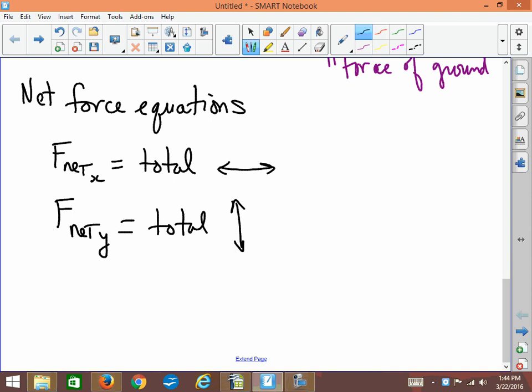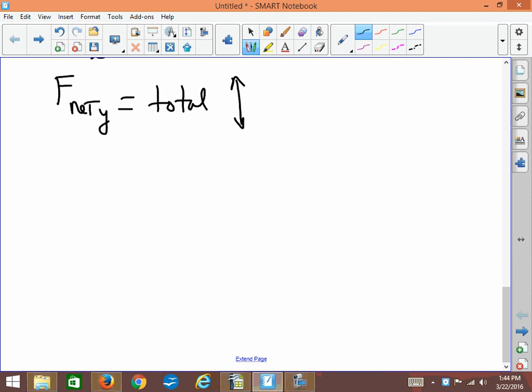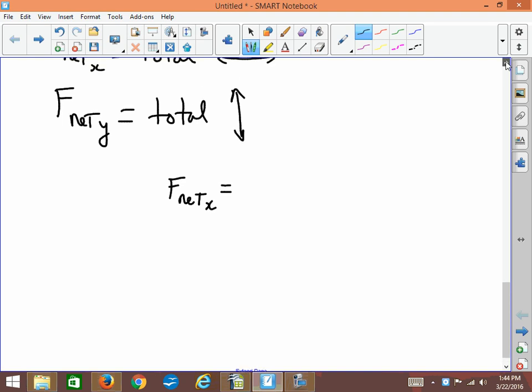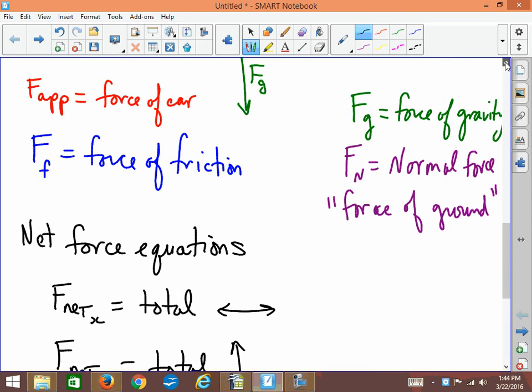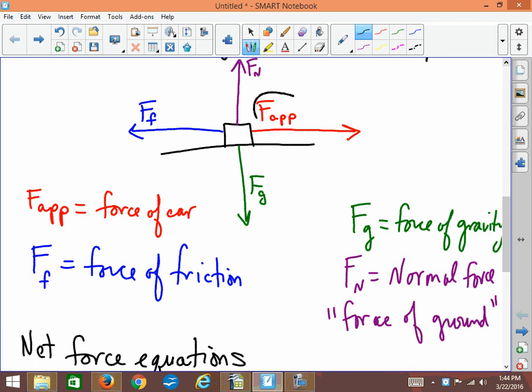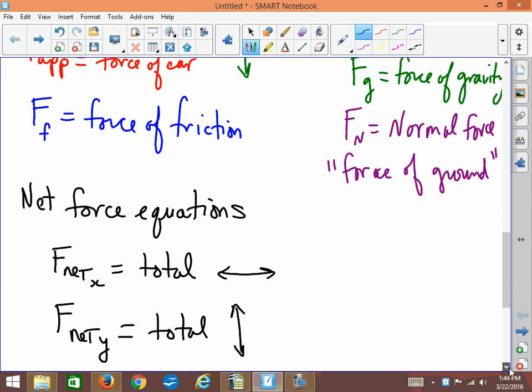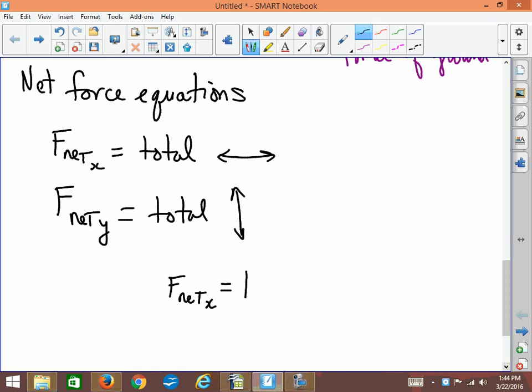So if we were to write them for our picture, we would get this. F net x equals, we go up to our picture, and we look for the sideways arrows. And there happen to be 2 of them. There's one right here, F applied, and there's one right here, force of friction. So that's what I write over here. F net x is the total. So it's the force applied plus the force of friction. And it doesn't matter which order you put them in, as long as they're in there somewhere. So it's pretty simple, right?